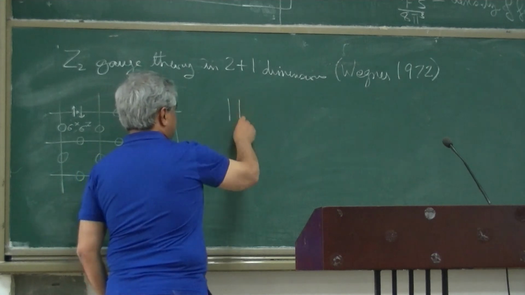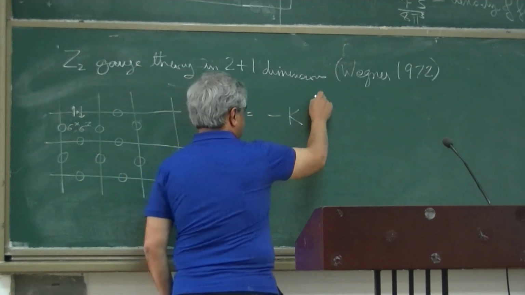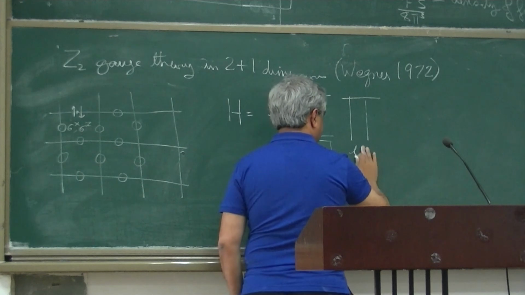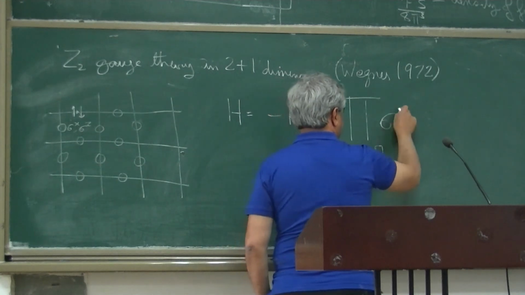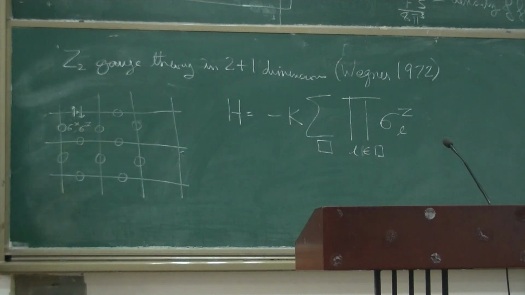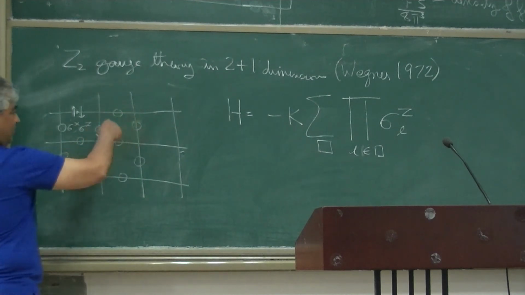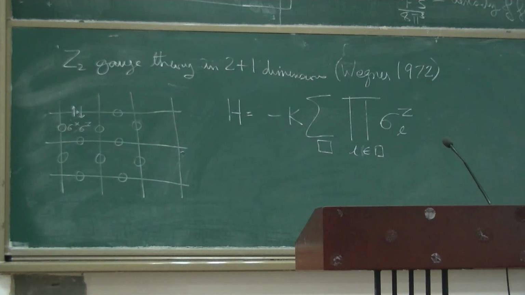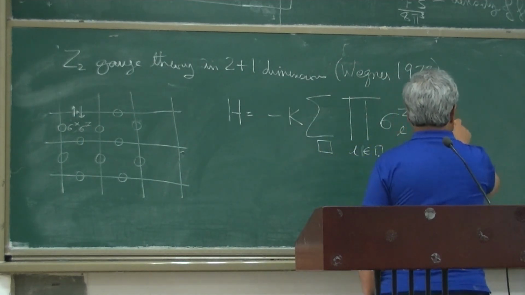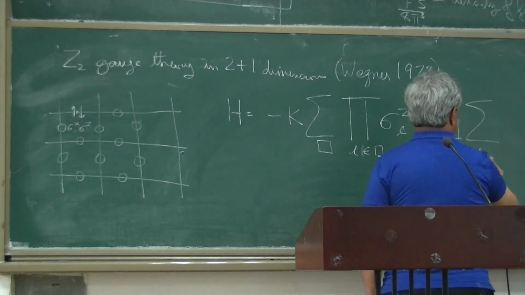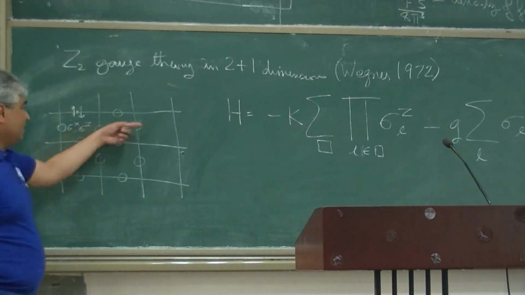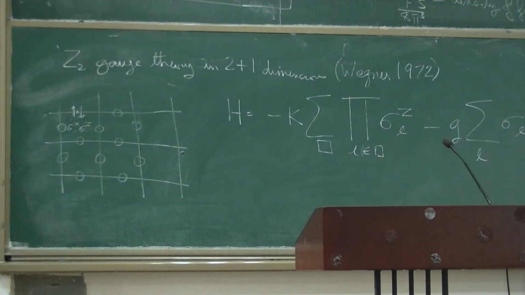All right, so what is the Hamiltonian? The Hamiltonian has a flux term: minus K times the sum over all plaquettes of the product, over every link belonging to the plaquette, of sigma z on that link. So just take the product of sigma z around the plaquette, and this term is also there in the toric code. Okay, so that's the flux term. And then there's another term which I'll call g: minus g times the sum over all the links of sigma x on the link. This is not in the toric code, and it's just a field acting on every link this way. All right, so that's the Hamiltonian.